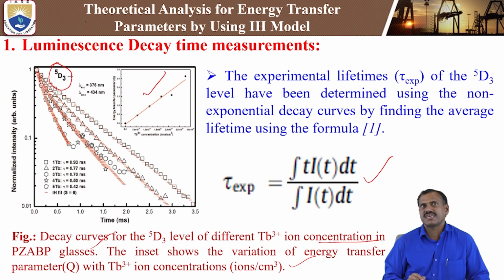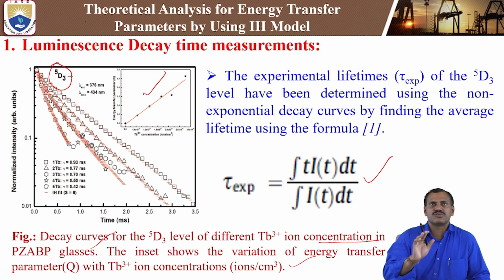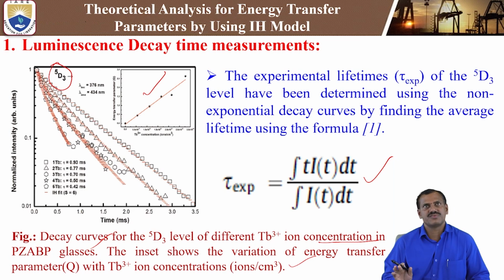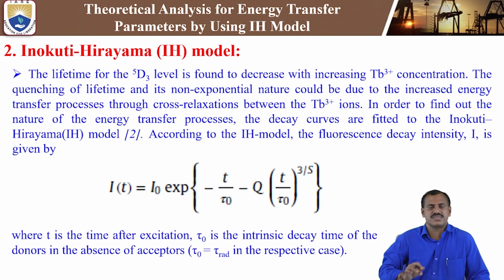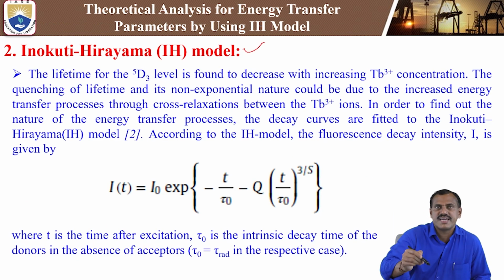In terbium 3+, the 5D4 level shows a single exponential, so it doesn't show any energy transfer parameter. But the 5D3 level of terbium 3+ shows non-exponential nature. By using this non-exponential nature, we are going to study the IH model. The IH fit can be used for the non-exponential nature of the decay times. So we can fit the IH model, that is the Inokuti-Hirayama model.